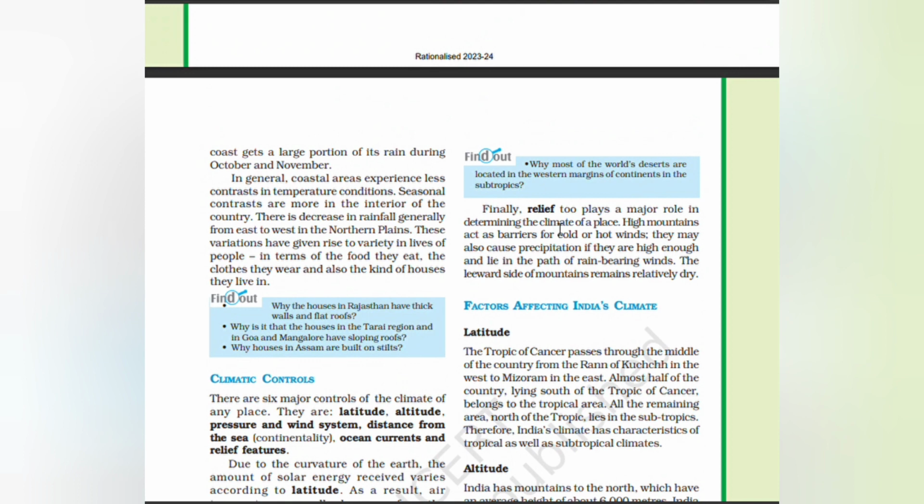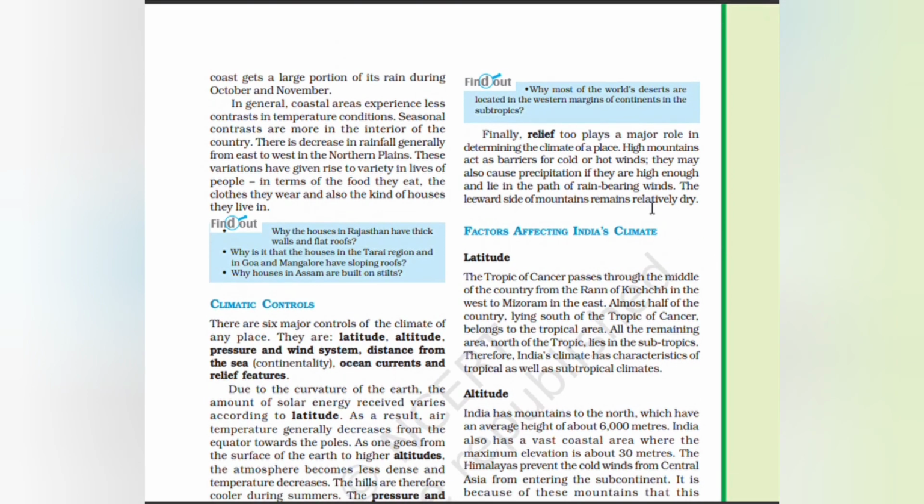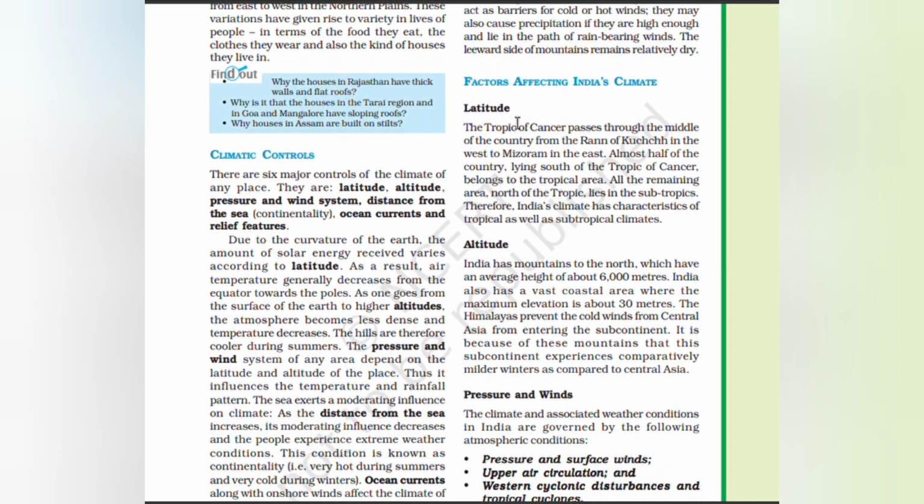Finally, relief plays a major role in determining the climate of a place. High mountains act as barriers for cold or hot winds. They may also cause precipitation if they are high enough and lie in the path of rain-bearing winds. The leeward side of mountains remains relatively dry.